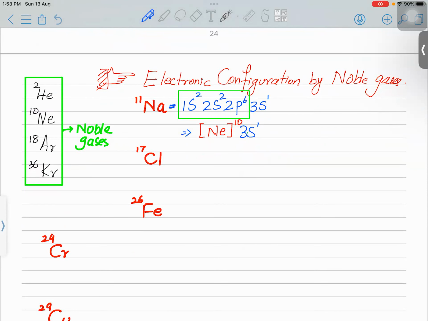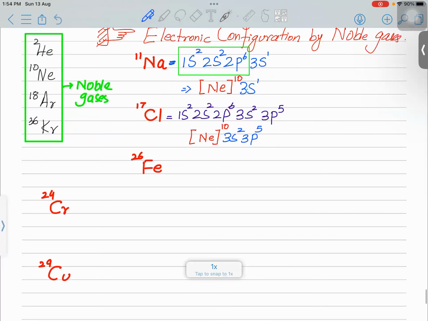Now again for chlorine. Can you tell me the electronic configuration? 1s2, 2s2, 2p6, 3s2, 3p5. Now which noble gas is nearest, below 17? Neon is the nearest, right? So again neon with the 10 electrons. How many orbitals are left? 3s2 and 3p5. Very good. Are you getting this point or not?